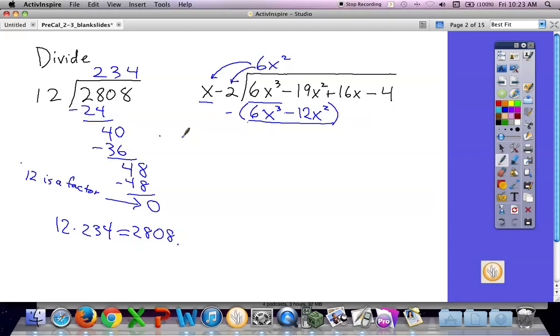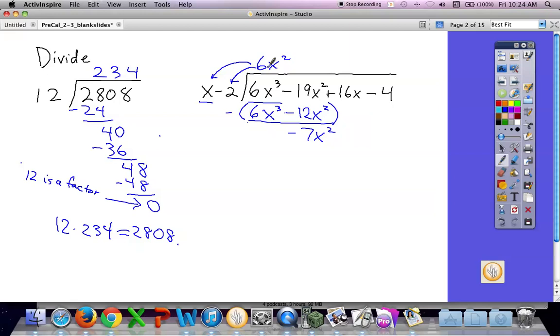Okay, this is the place where we make the most mistakes. What is negative 19 minus negative 12? Incorrect. Somebody said it. Casey? Negative 7x squared, right? Negative 19 minus negative 12 is like negative 19 plus 12, which is minus 7x squared. Okay, this one cancels. We set it up that way, right? We chose the 6x squared, so that would cancel.